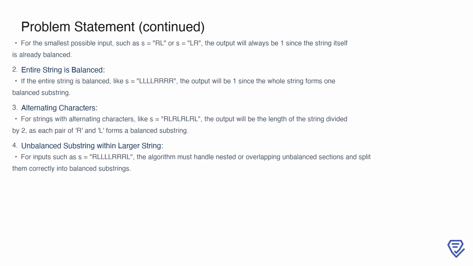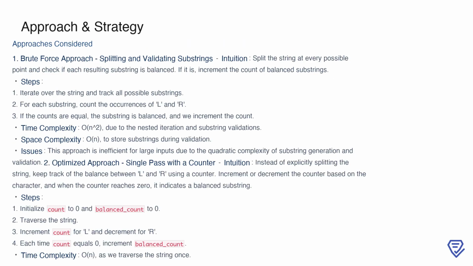Finally, for inputs like RLLLRRL, the algorithm must correctly handle nested or overlapping unbalanced sections and split the string into balanced substrings wherever possible. To solve the problem of splitting a string into balanced substrings, we first considered the brute force approach. The intuition here is straightforward: split the string at every possible point and check if the resulting substrings are balanced. This involves iterating over the string to generate all potential substrings and then counting the occurrences of L and R in each one. If the counts are equal, the substring is identified as balanced, and we increment our count of balanced substrings.